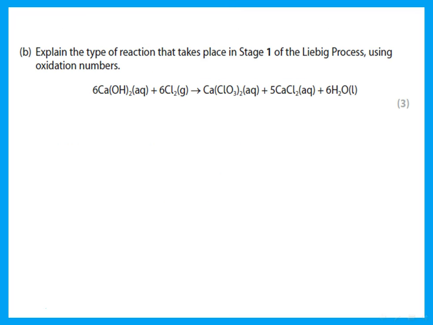Explain the type of reaction that takes place in stage 1 using oxidation numbers. Now, once he's talking about oxidation numbers, then probably you would have oxidation, reduction, or disproportionation reaction. So let's take a look at the oxidation numbers of the chlorine. Cl2, oxidation number 0. Oxidation number of chlorine in calcium chloride is -1.